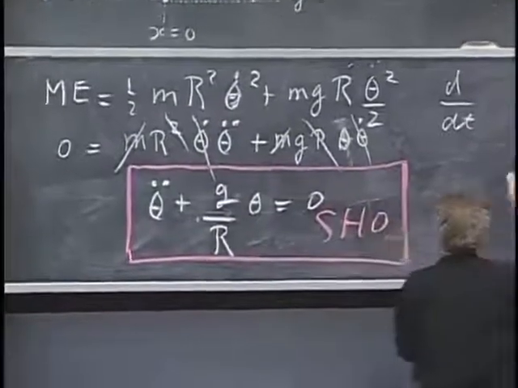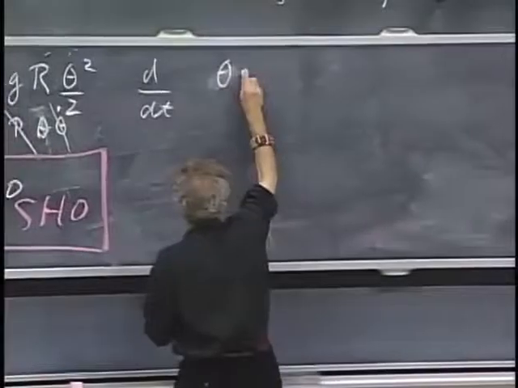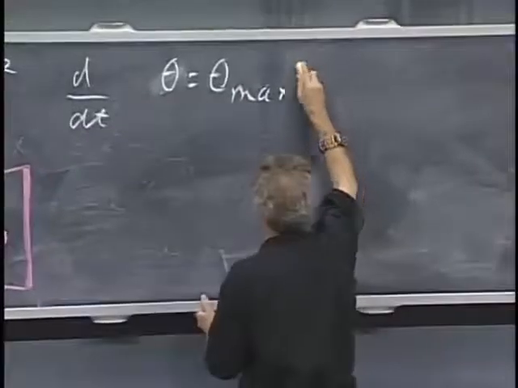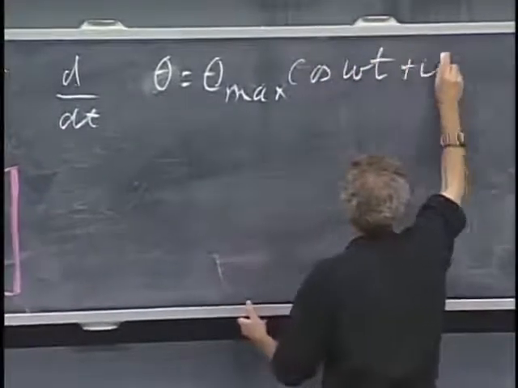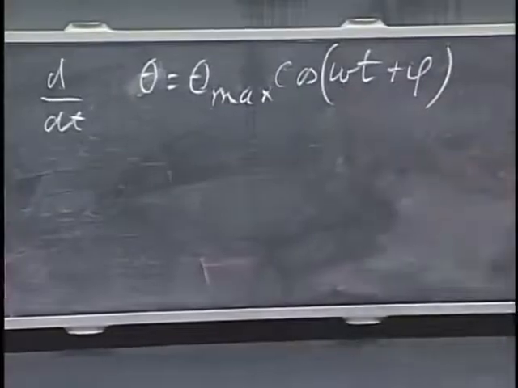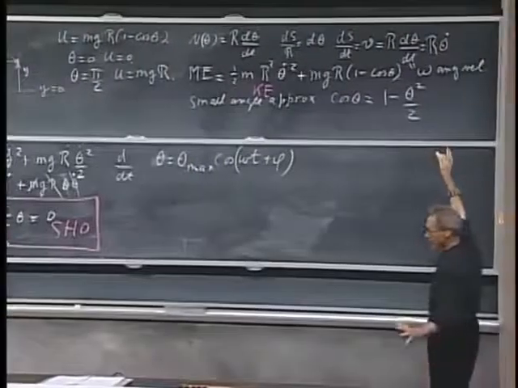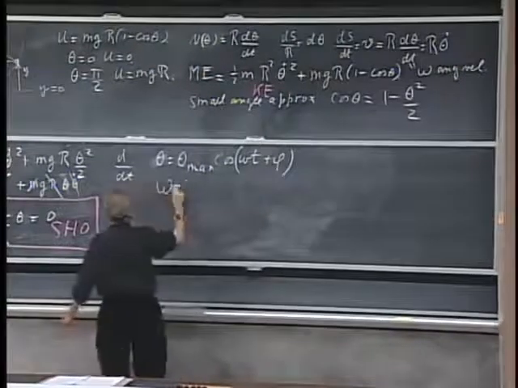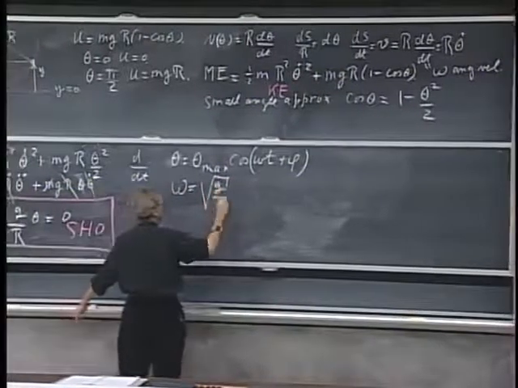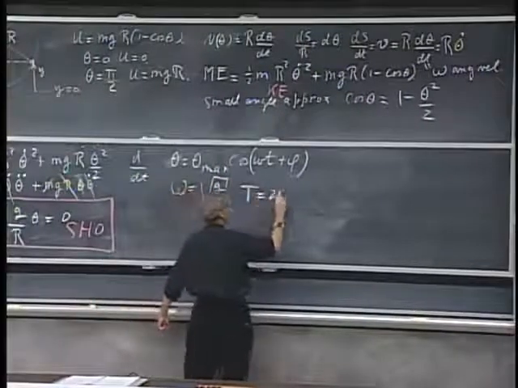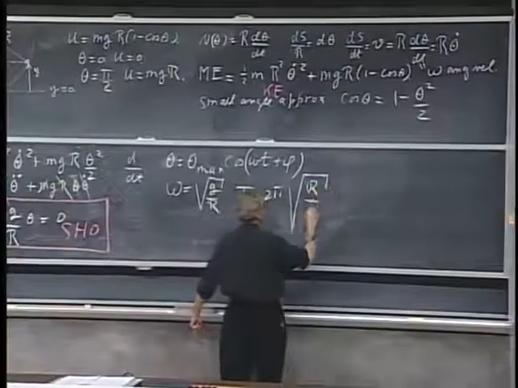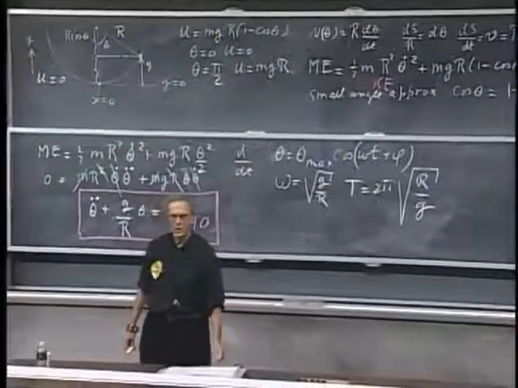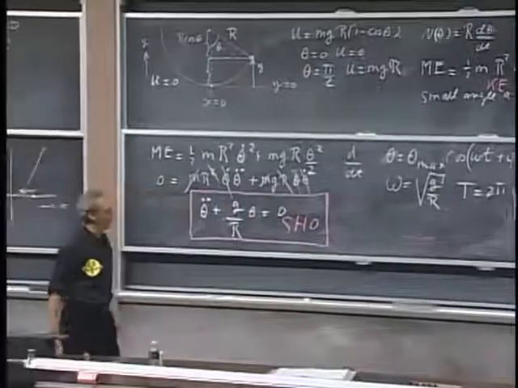And the solution is theta equals some maximum angle for theta, which is the amplitude in angle, times the cosine of omega t plus phi. This is the angular frequency, which has nothing to do with that omega there, which is the angular velocity, which is changing in time. This is a constant, this is angular frequency, and this omega equals the square root of g over r. And so the period of the oscillation is 2 pi times the square root of r over g. And when you see that, you say, hey, I have seen that before.